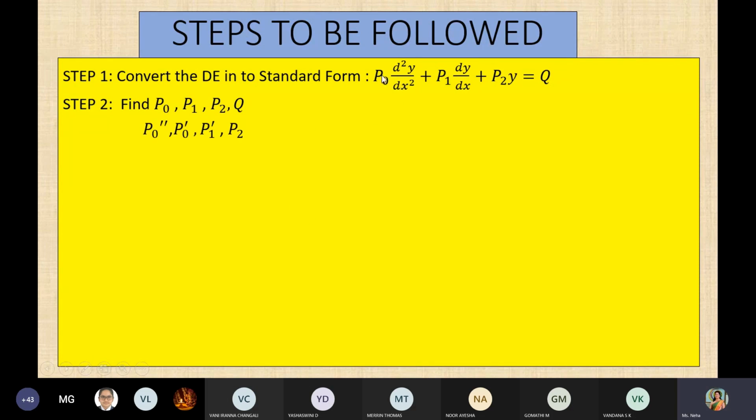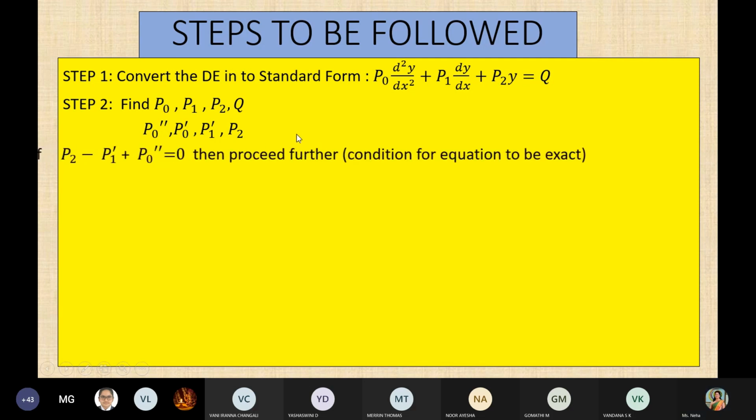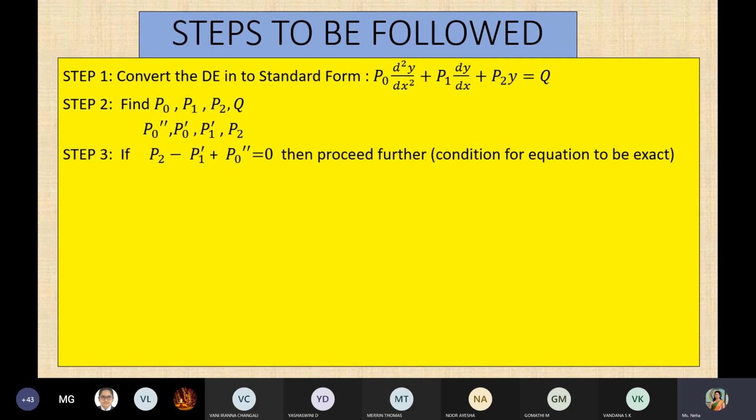After finding P naught, P1, P2 and Q, you will find the derivatives. P naught is the coefficient of y double dash, so you will find P naught single dash and P naught double dash. Since P1 is the coefficient of y dash, you will find P1 dash, and P2, the coefficient of y, you will keep as it is. Then we will move to step number 3.